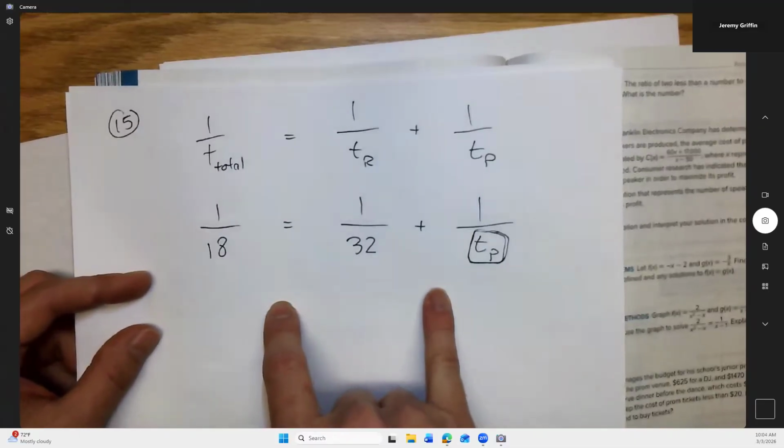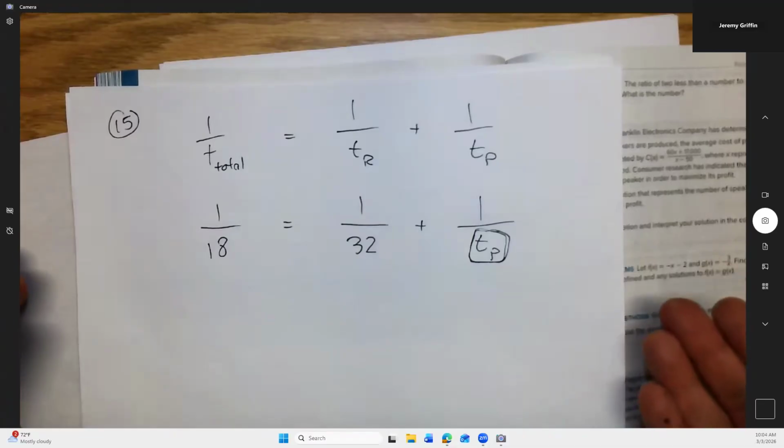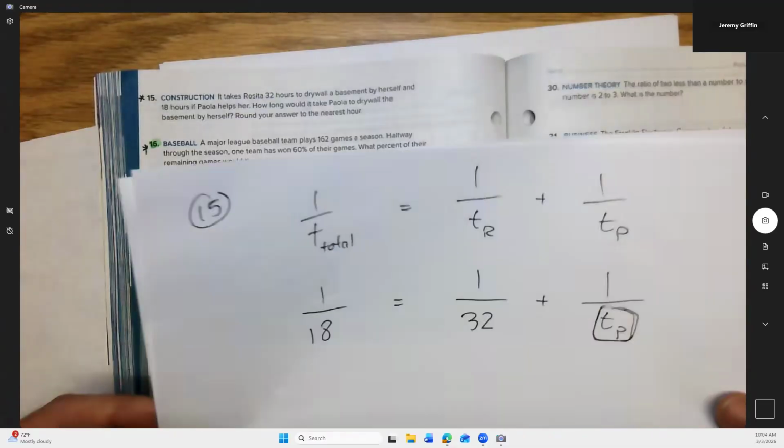Do you guys want me to finish this one out? Do you guys want to see the full solution? No? Okay. But you guys could solve that, right? Yes. Right. So let's do one more.